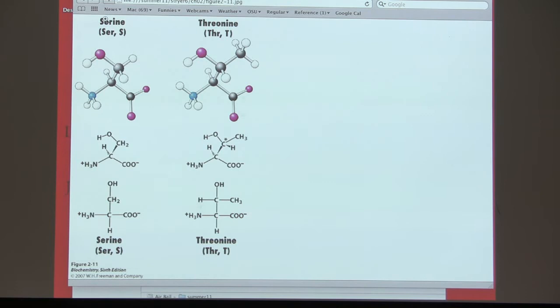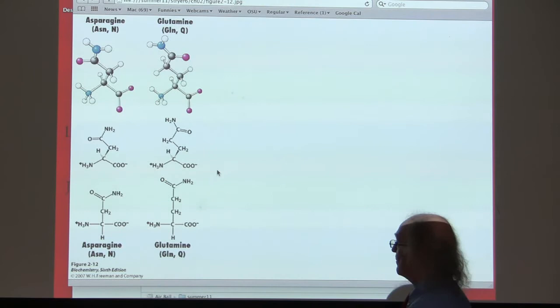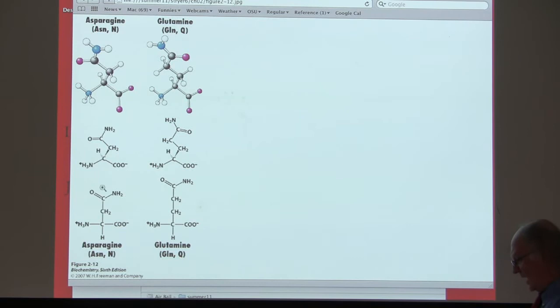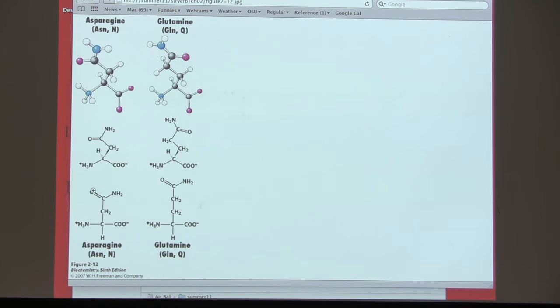Okay. Next group, carboxamides. These guys don't ionize either. It looks like they might, but they don't. So when we look at asparagine, we say, well, how come that thing there doesn't gain a proton or lose a proton? The reason is because there's all these electrons over here. So this guy doesn't ionize. Asparagine has a structure that's like that. It's called a carboxamide because it would be a carboxyl group except the amine group has replaced the hydroxyl of the carboxyl group, so we call it a carboxamide.